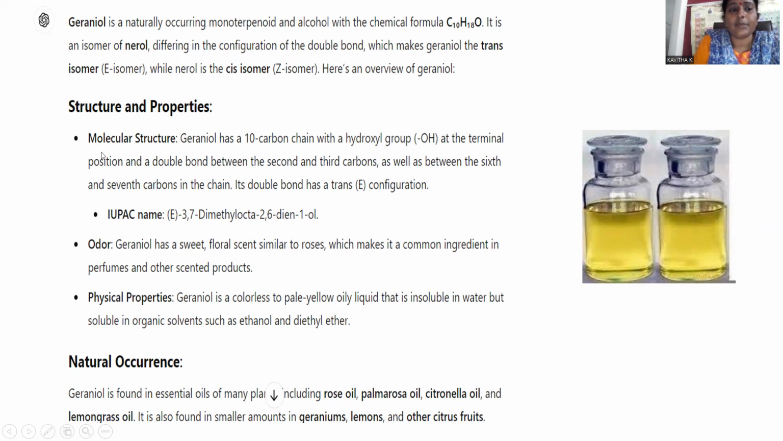Structure and properties. Molecular structure. So here 10 carbons, C10H18O will be there, no? You can notice the hydroxy group over there, at the terminal position, and double bonds between the second and third carbons, as well as between the sixth and seventh carbons. Two double bonds are located over there, and the double bonds exist in an E configuration. IUPAC name: 3,7-dimethylocta-2,6-dien-1-ol is the IUPAC nomenclature for the given compound geraniol.